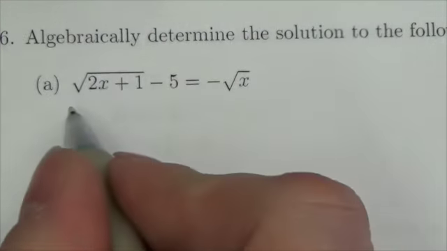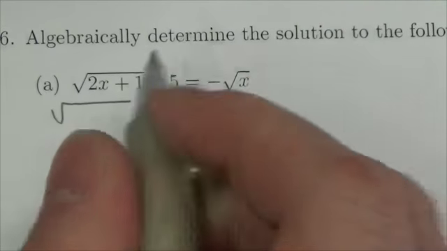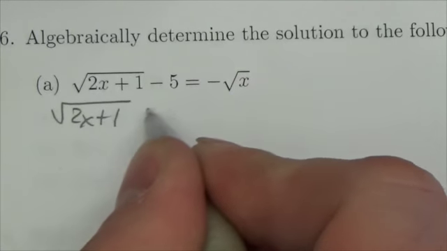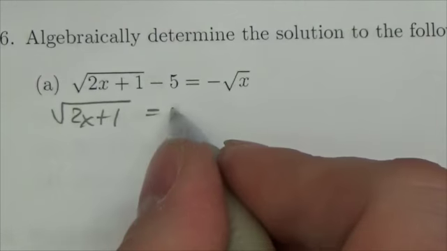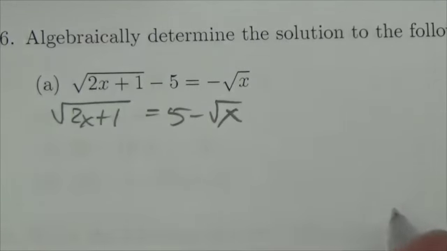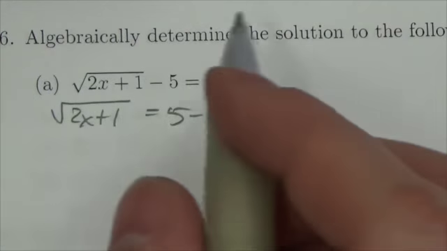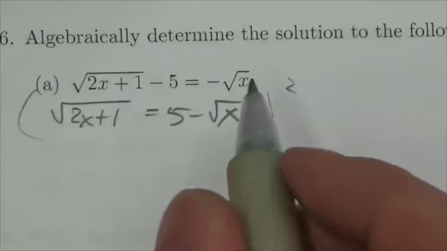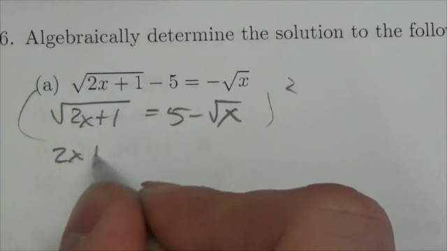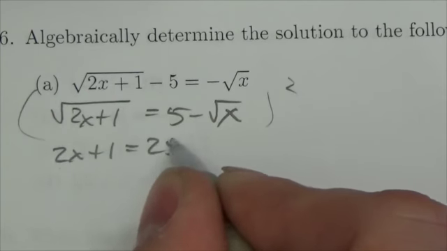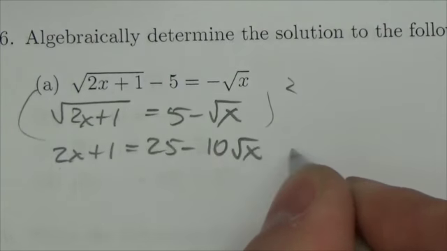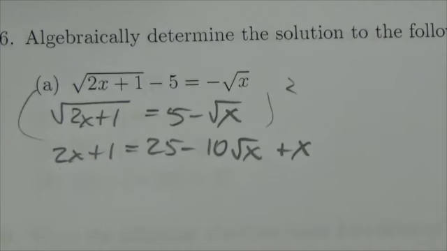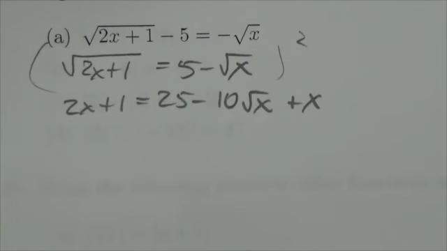So the very first thing that I would do with this one would be to isolate that radical, bringing that 5 over, so this would be 5 minus root x. Okay, and then I would square both sides of the equation. Okay, and that's going to get me 2x plus 1 is equal to 25 minus 10 root x plus x when you square that radical.